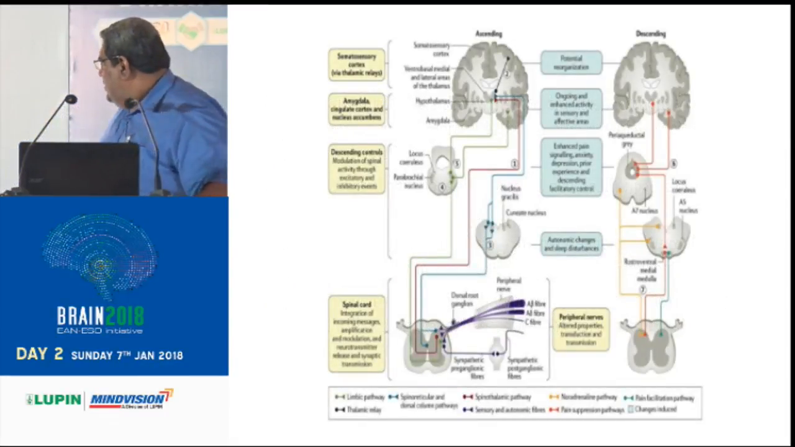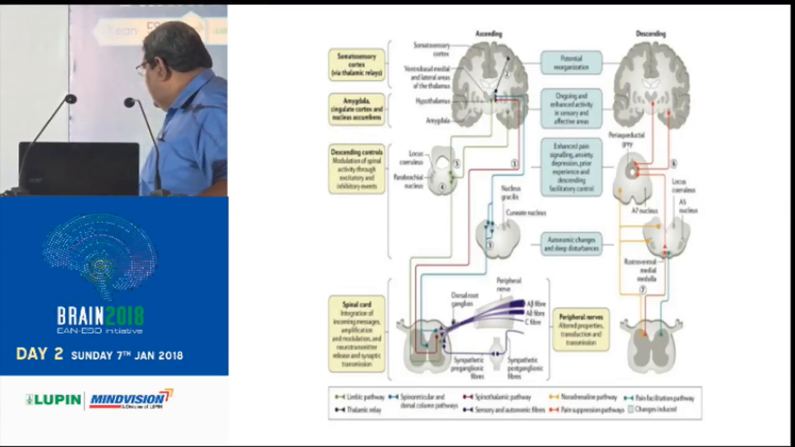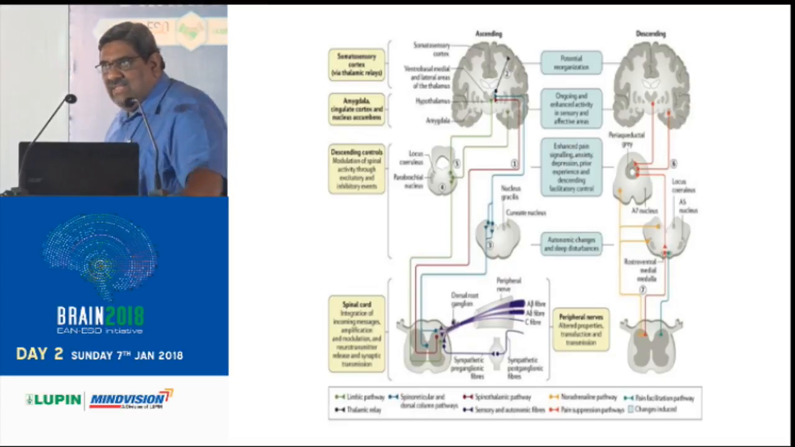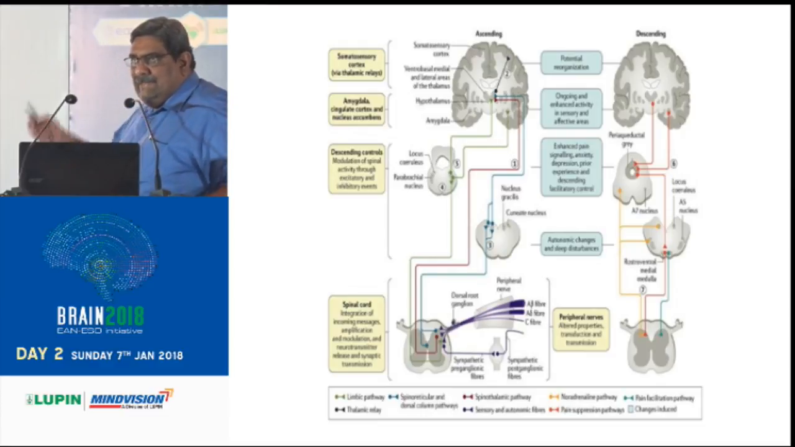I just wanted to show you that the peripheral nerves alter transduction and transmission. In the spinal cord, they do integration of these messages, amplification and modulation. And there are descending controls. There are two things in this: one is the periaqueductal gray, and the other is the rostral ventromedial medulla. They do the gating. Both have dual gating properties, where they can be inhibitory or facilitatory. I will come back to that system a little later.